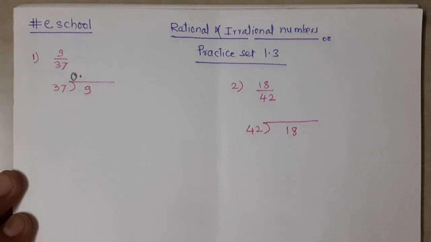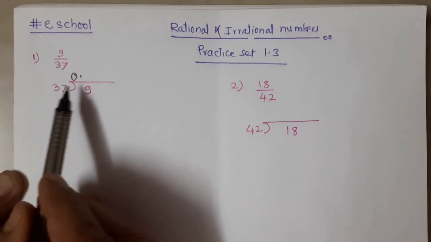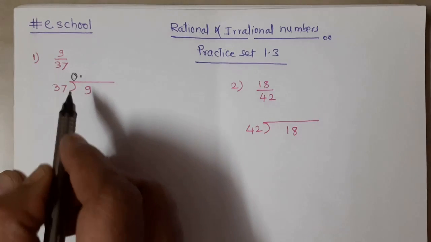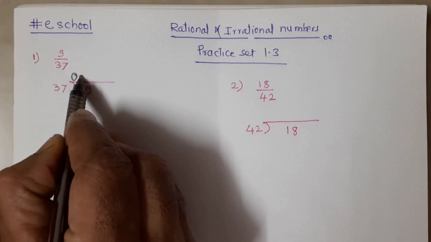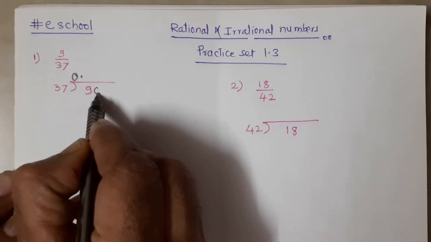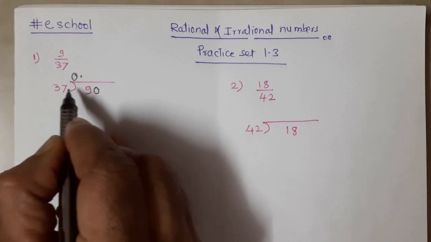So first example is 9 divided by 37. Here we are dividing 9 by 37. We cannot divide 9 by 37, that's why we have to take a decimal point here. And when we take the decimal point, this 9 will get converted to 90. Now I have to divide 90 by 37.